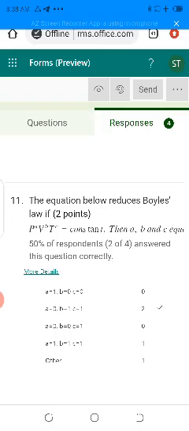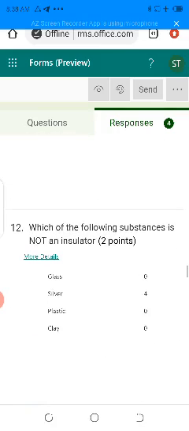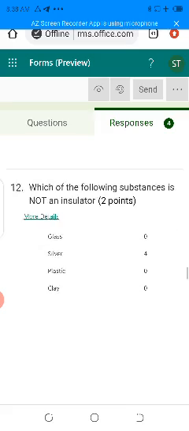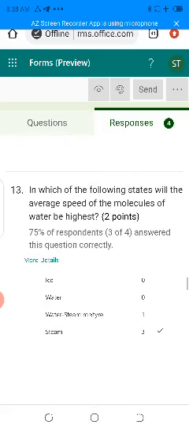So the next question is, which of the following substances is not an insulator? Everybody should know that silver is a conductor. Silver is a conductor. It's one of the elements that conduct the most out of the elements that we have.